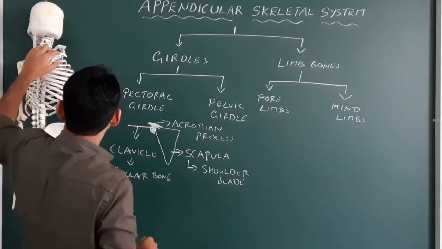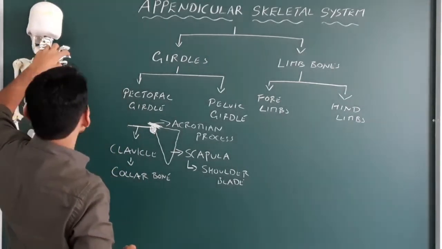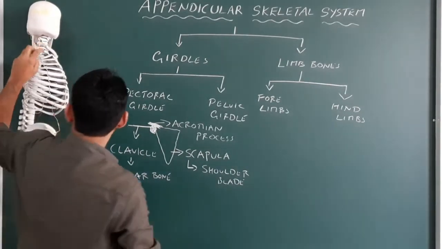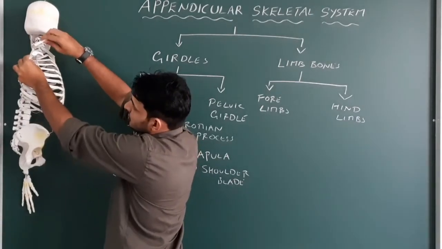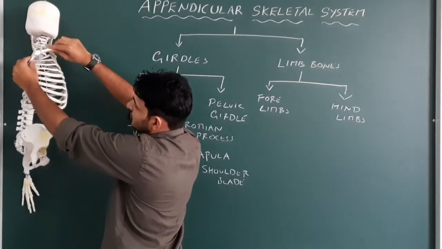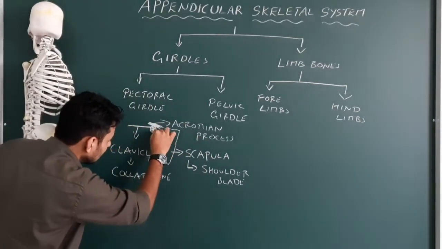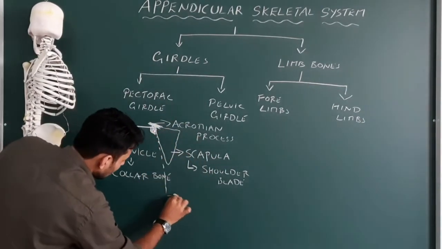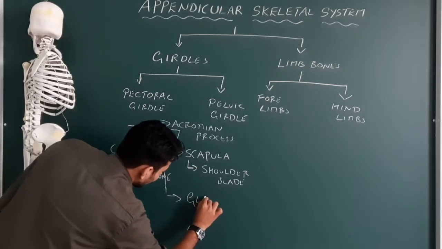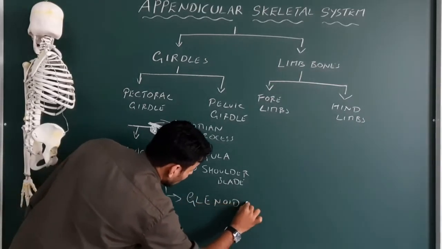This movement is facilitated by a cavity here. So this is the cavity. You could see the cavity here. This is the acromion process, and this is the cavity on the scapula. This cavity is called, let me just write, this is the cavity. Let me bring it down and write, that is called the glenoid cavity. You call it glenoid cavity.